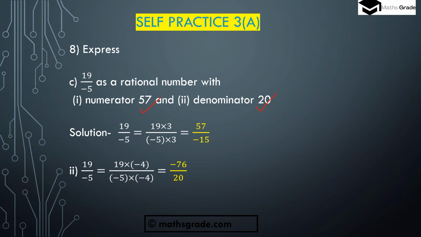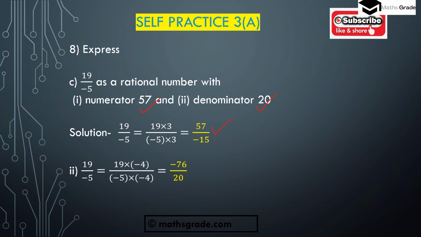So multiply the number 3 with denominator minus 5 also. So we get 19 multiplied with 3 is 57, and denominator minus 5 multiplied with 3, we get minus 15. So we get 57 divided by minus 15, which is equivalent to the rational number 19 divided by minus 5. And 57 divided by minus 15 is an equivalent rational number of 19 divided by minus 5, whose numerator is 57.